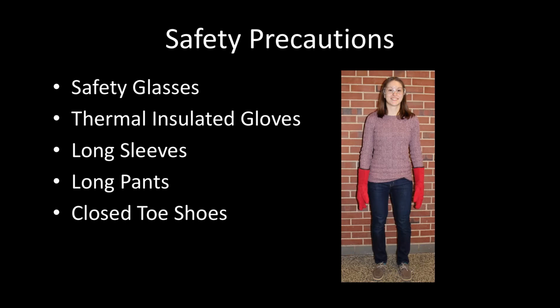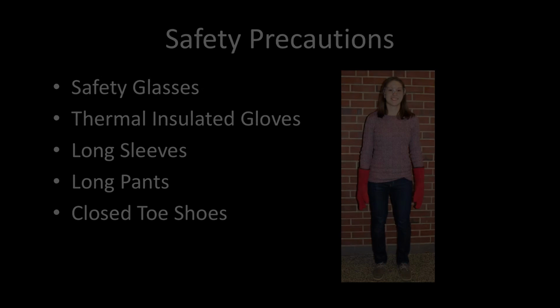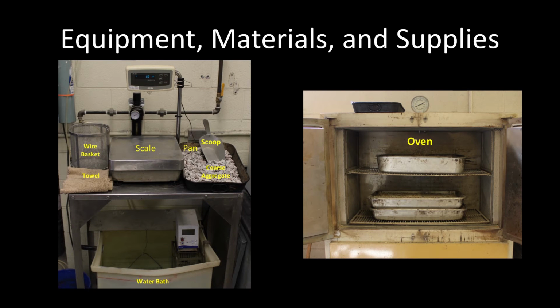When performing coarse aggregate specific gravity tests, the following safety precautions are required: safety glasses, thermal insulated gloves, long sleeves, long pants, and closed-toed shoes. The following equipment, materials, and supplies are required to conduct coarse aggregate specific gravity tests: a pan, a scale, a wire basket apparatus, a water bath, a towel, an oven, and a coarse aggregate sample.